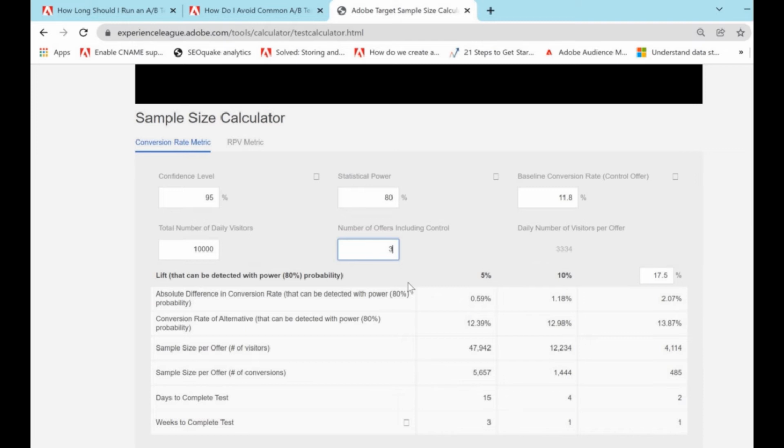And that is why we say that there is this opportunity cost of running the test for a long time, with the risk of false positive and false negative. And there is a trade-off between the minimum lift that can be reliably identified by the test and the number of visitors. So you have seen that the statistical power is 80%, and if we increase this, now the number of days to complete the test has increased for a 10% lift. So that is how these variables are interplaying, and you need to understand the impact on the lift, on the time, and so on and so forth.